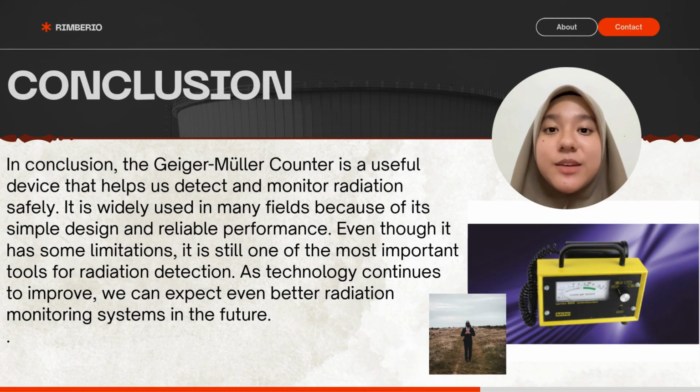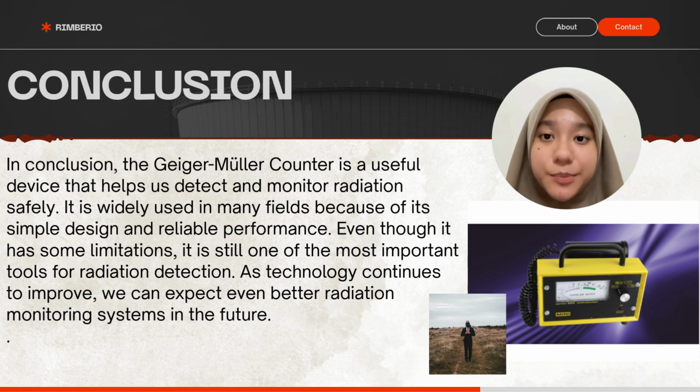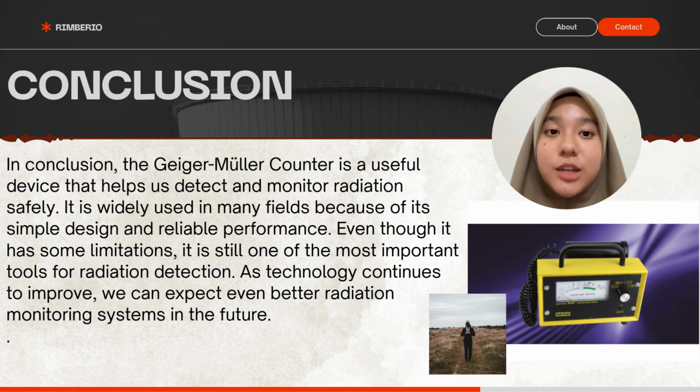In conclusion, the Geiger-Müller counter is an important instrument used to detect and measure radiation. Through this presentation, we have learned about its working principles, components, applications, as well as its advantages and limitations. The GM counter plays a significant role in areas such as research, industry, environmental monitoring, and radiation safety. Although it has some limitations, it remains a reliable and widely used device for radiation detection. As technology continues to advance, radiation detection systems are expected to become more accurate and efficient in the future.